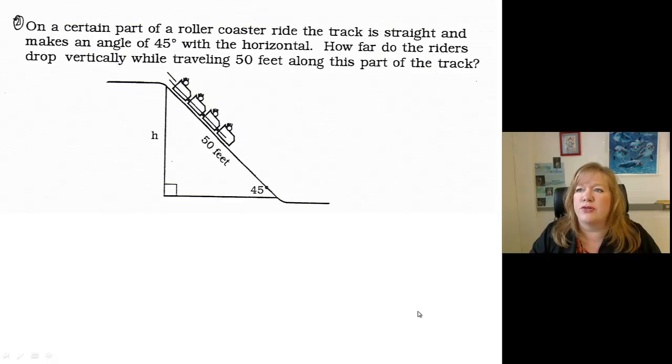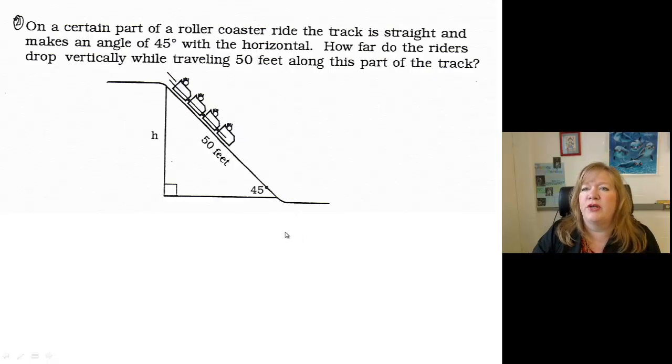Here's a roller coaster, and it says, on a certain part of a roller coaster ride, the track is straight and makes an angle of 45 degrees with the horizontal. Here's the horizontal, there's that 45 degrees. So how far did the riders drop vertically while traveling 50 feet along the track? Now they have the pictures for you here. The hardest part of this section is drawing the pictures yourself, but we'll work on that together in class.